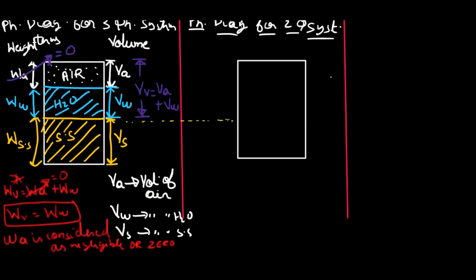Suppose I have taken the same cubic sample, but this time I have extracted the cubic sample from my second type of soil. So this will be something like this. These will be soil solids.